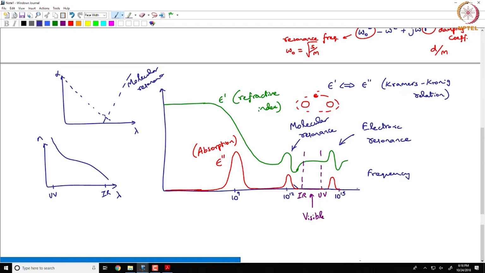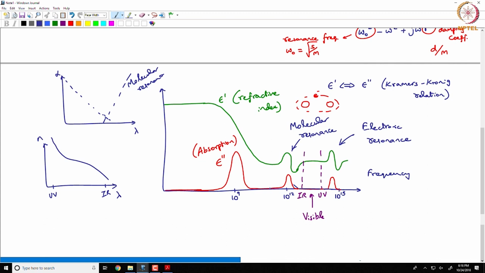So, we have to stay clear of that molecular resonance to make sure it is actually transmitted. If you are transmitting something, you want to be missing those peaks, right, where epsilon double prime is 0. That is where you want to transmit information.